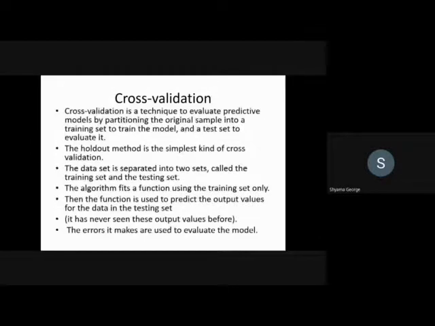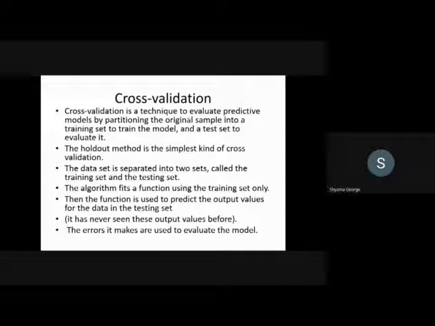That means cross-validation is a technique to evaluate predictive models by partitioning the original sample into a training set to train the model and a test set to evaluate. The holdout method is the simplest kind of cross-validation. The data set is separated into two sets called the training set and the testing set. This is known as the holdout method.